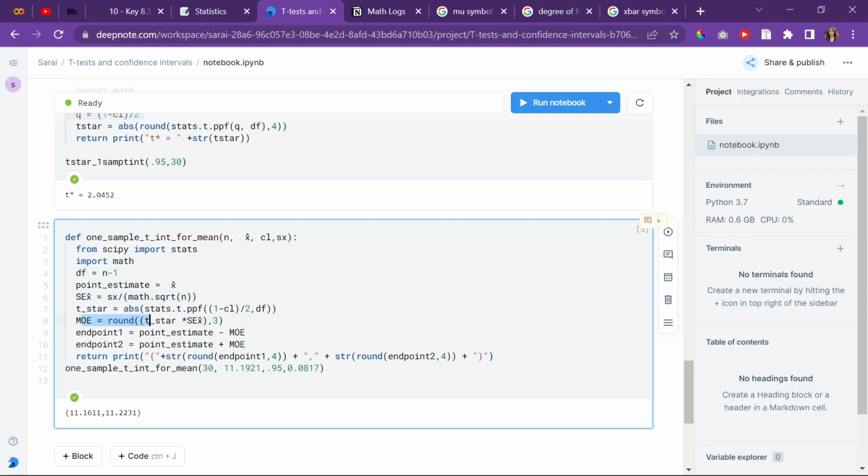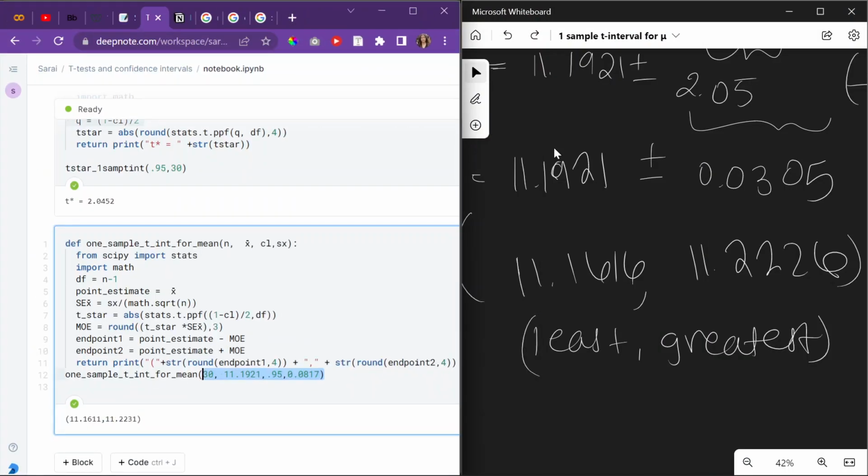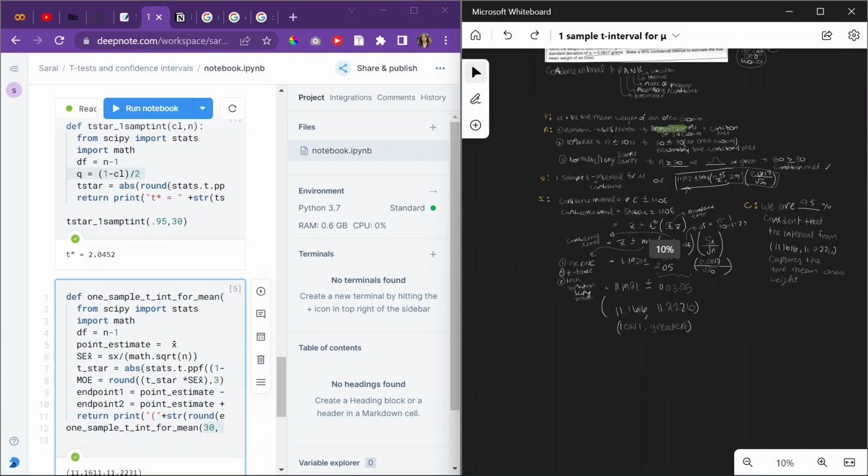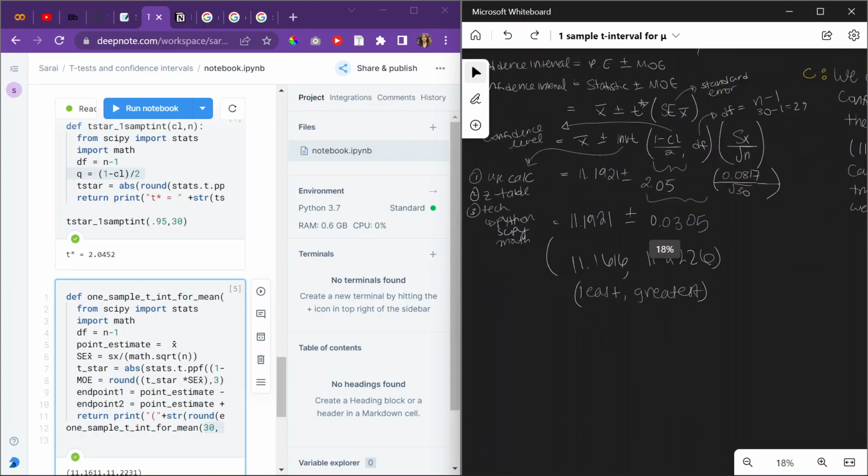And the margin of error is equal to basically t-star times the standard error of x bar, which we discussed already, and then rounded to 3 decimal places, and then it's just going to add and subtract the margin of error from the point estimate, and then this basically is telling it to print this, and then we just call what we have, and then that's a way to check your answer. So I think that's the last thing that I wanted to say.